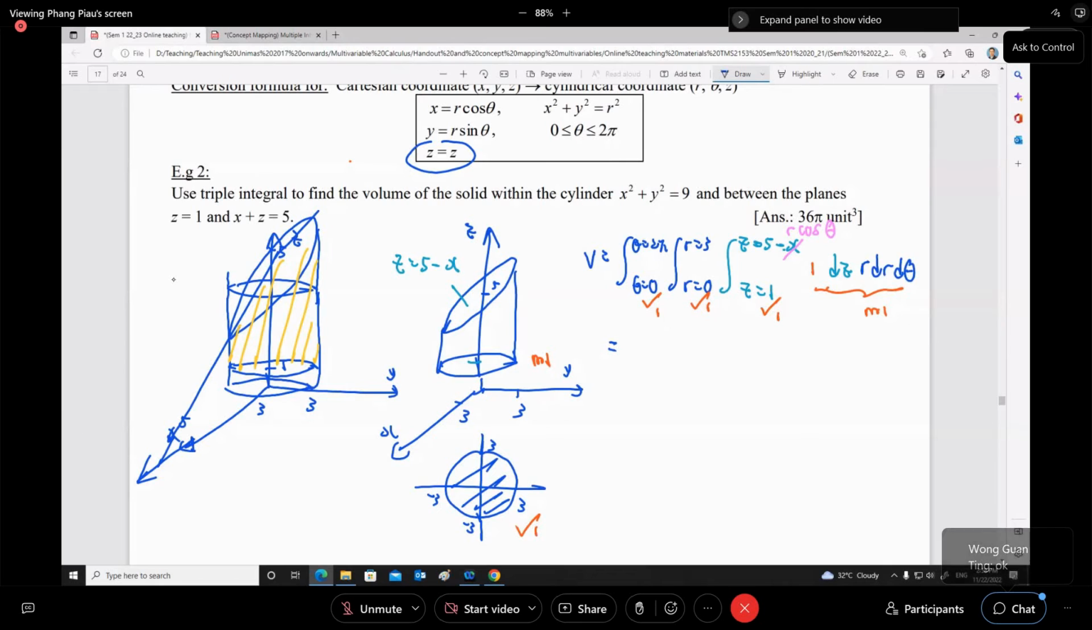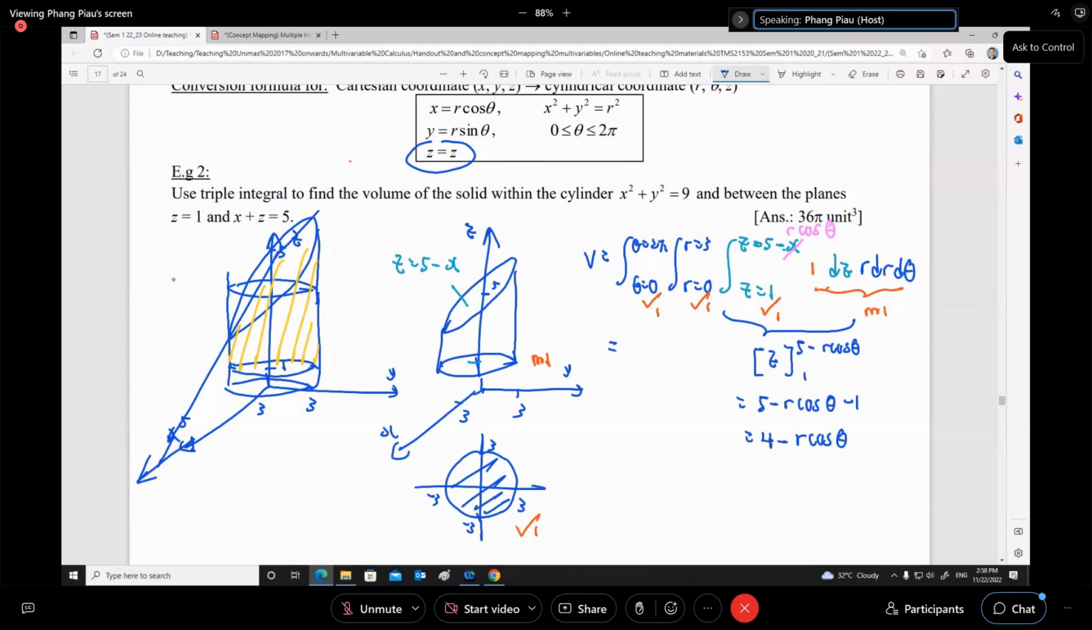Okay, so you can do your integration. We focus on this only. So you can have your z from 1 to 5 minus r cos theta. Of course, this will give you 5 minus r cos theta minus 1, where you have your 4 minus r cos theta. So once you have this 4 minus r cos theta, you can put it into here.